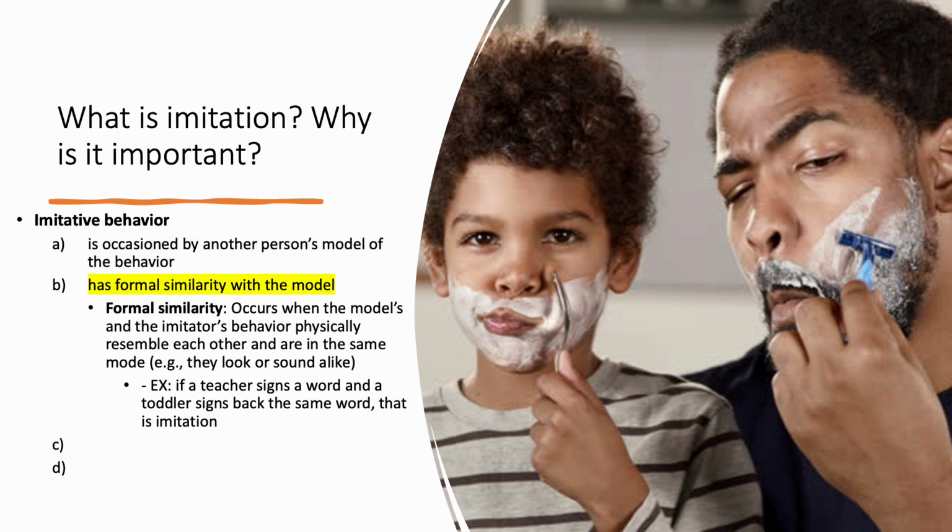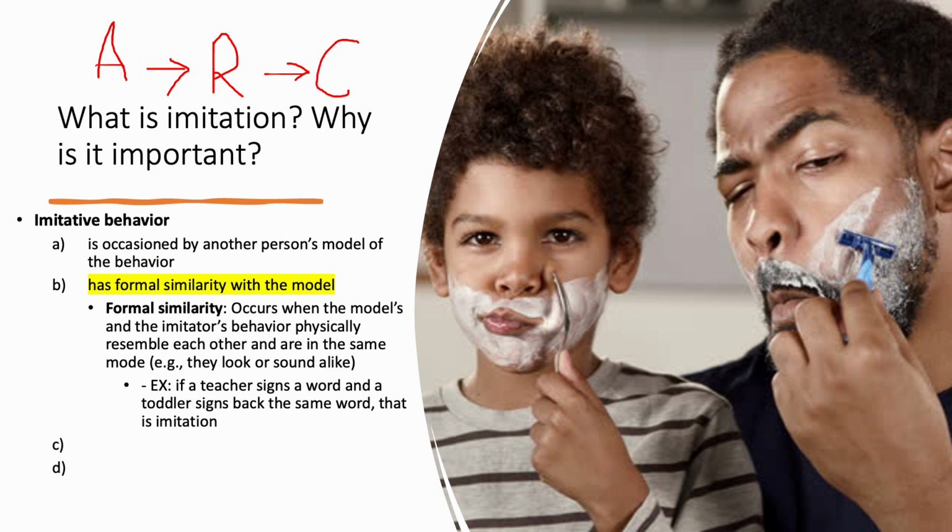Okay, so the next criteria for a behavior to qualify as imitative behavior is that the behavior has to have formal similarity with the model. So if you recall, I mentioned there's the A, B, and C, right? The antecedent stimulus is the model. The response is a copy of the model, right? You're engaging in the same response that you observed. And then we have a consequence.